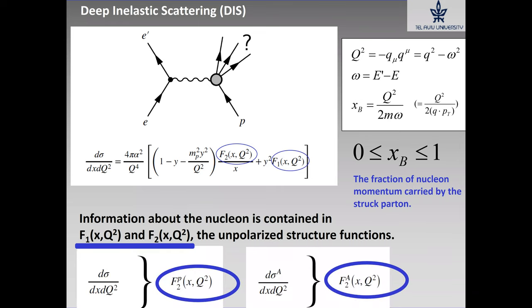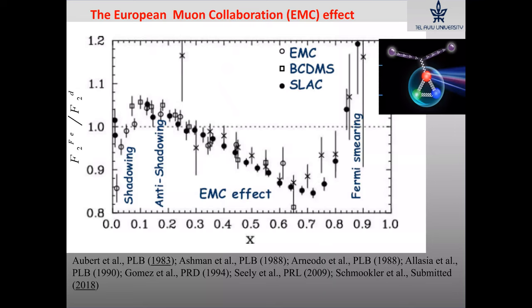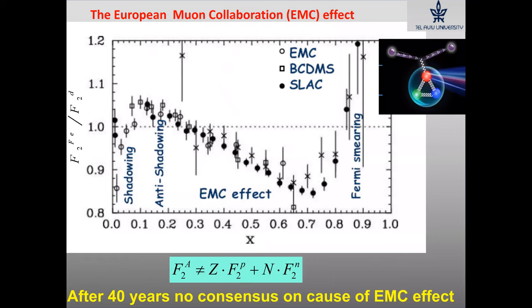Okay, and then you can do the same story with the nucleon. You can extract structure functions that describe the parton distribution in the nucleon. You can do it for nuclei. And I already told you the story that the structure function you get from nuclei is not just the sum of the structure functions of the proton and the neutron in the nucleus. That's the EMC effect. That's the lesson of the EMC effect.